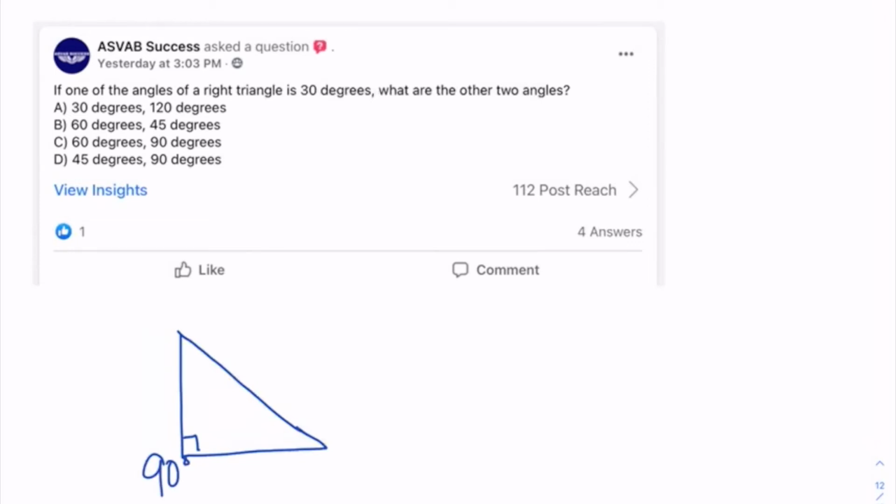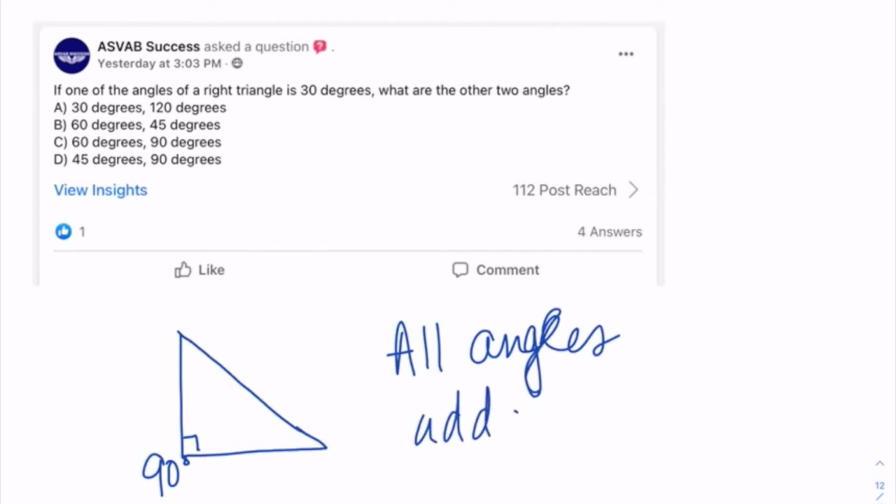What else do we know about triangles? We know that all the angles add up. All angles add up to 180 degrees. Okay, so now let's go back to the question. One of the angles of a right triangle is 30 degrees. So let's say it's this one. So 90 and 30. What are the other 2 angles? Okay, this is the one that's given to us.